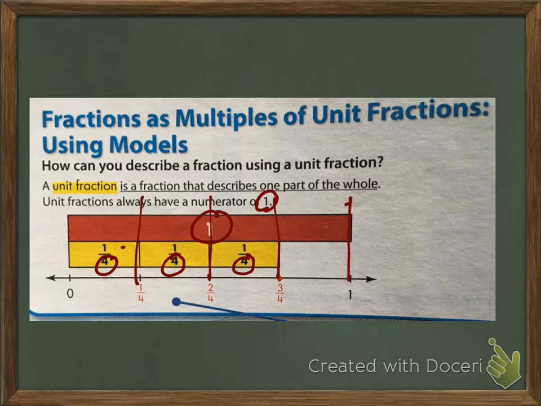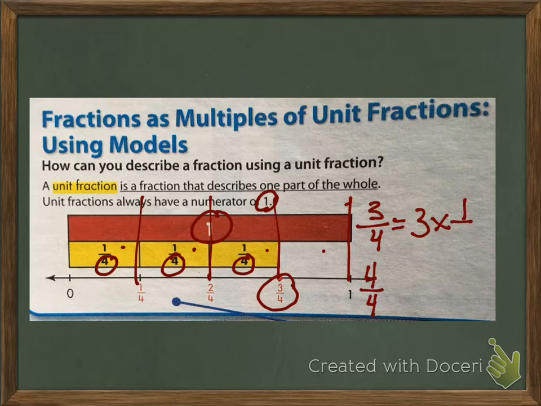So this is 1 fourth, this is 1 fourth, this is 1 fourth, and this is 1 fourth. If we added up all the fractions on the bottom, it would equal 1 whole, or we say 4 fourths. But this model only stops at 3 fourths. How could we describe what is being done here by using multiplication and a unit fraction? So we could actually say 3 fourths is equal to 3 times 1 fourth.